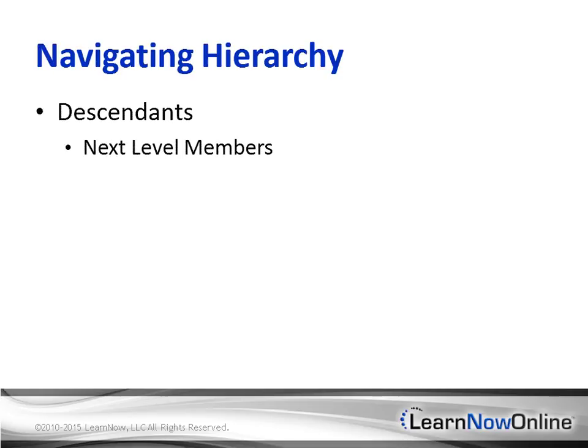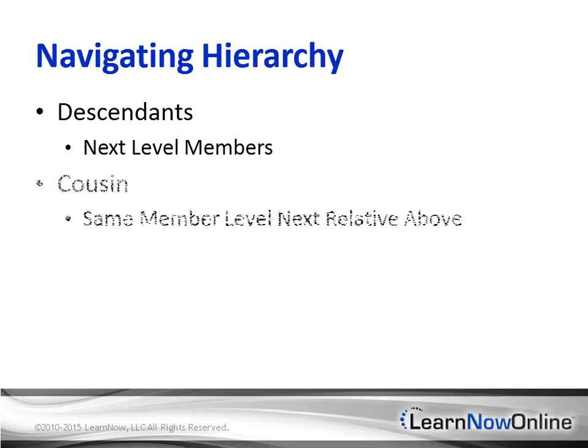Next is navigating the hierarchy. With hierarchies, you're able to navigate up and down and across through various functions. The descendants will be the members of the next level for the current member. Cousin will look at the same level or members from the ancestor's next member. This is like quarter 2 when referencing quarter 1, or February 2011 when the current member is January 2011.